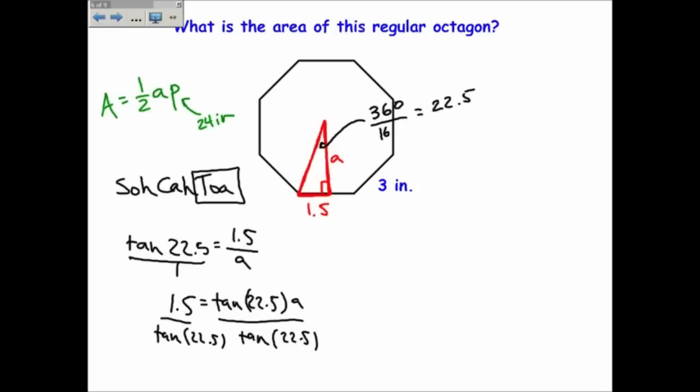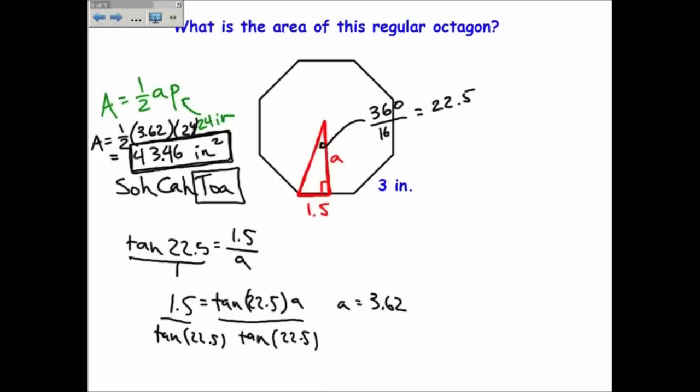And 1.5 divided by the tangent of 22.5. So A is equal to 3.62, which is the length of the apothem. So I plug that in, and the area is 1/2 the apothem, 3.62, times the perimeter of 24. And I get the area to be 43.46 inches squared.